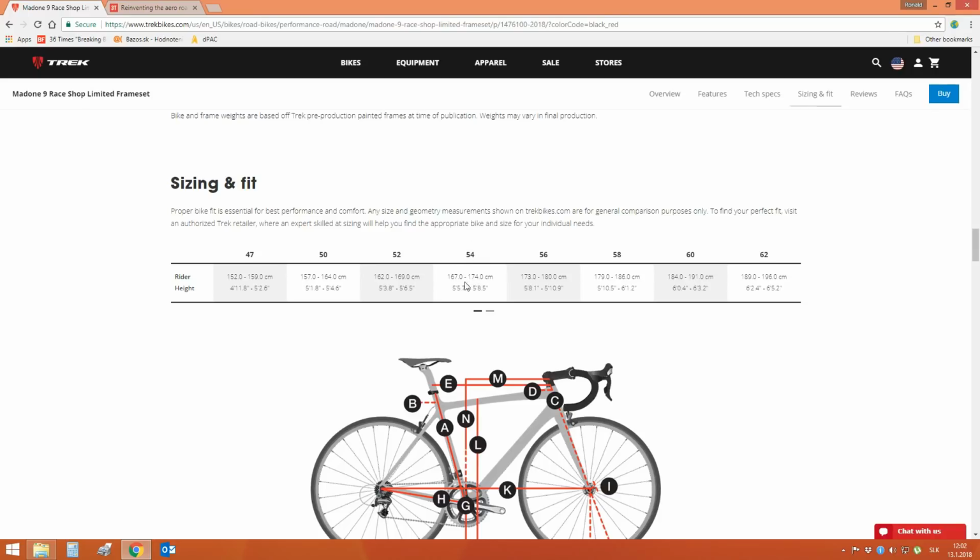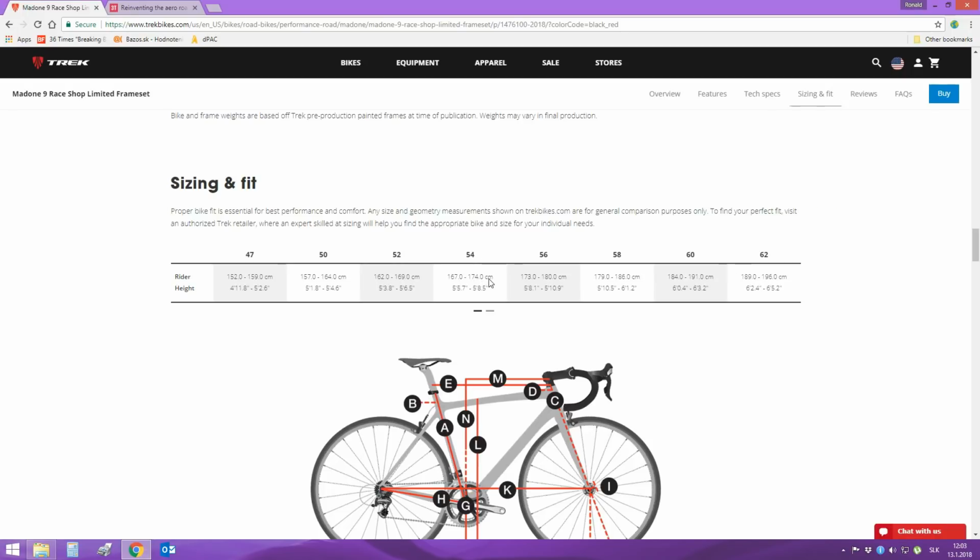No discussion there. Now many riders fall into the in-between categories. So as you can see, there is some overlap between two neighboring frame sizes. What should you do then? Okay, so let's say I'm not 172, I'm 169. So this way I fit in both the 54 and the 52 centimeter frame. Which one should I choose?